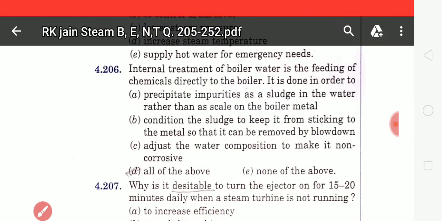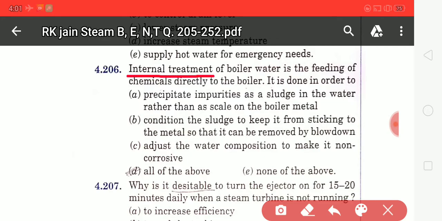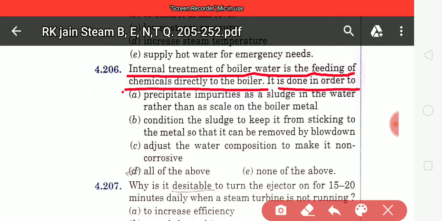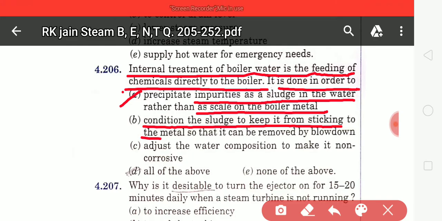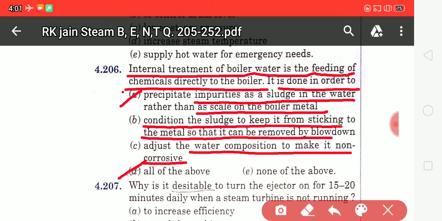Next, internal treatment of boiler water is the feeding of chemicals directly to the boiler. It is done in order to precipitate impurities as a sludge in the water rather than as a scale on the boiler metal, condition the sludge to keep it from sticking to the metal so that it can be removed by blowdown, and adjust the water condition to make it non-corrosive. Answer will be all of the above.